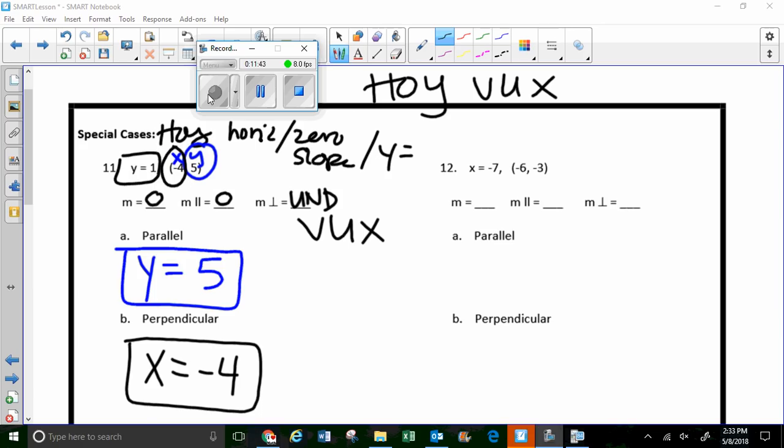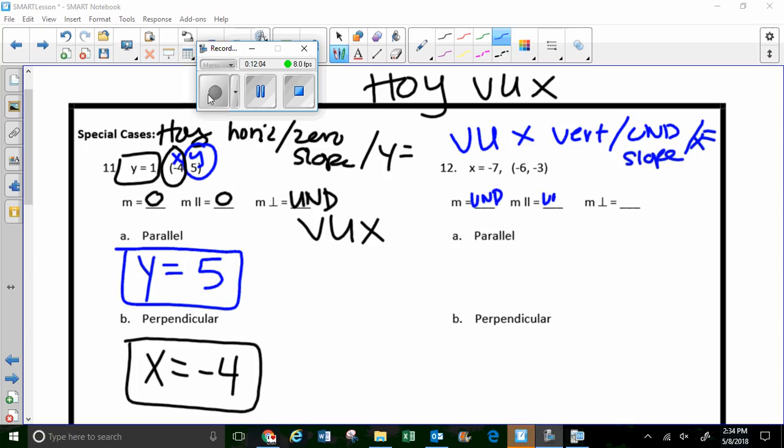So similar but opposite situation for 12. This is a vertical line. So that means that it's a vertical line with undefined slope. And it's an x equals equation. So this is undefined slope, which means the perpendicular line is 0. And what's the opposite of undefined? Well, that's 0. So the parallel line is also going to be vertical, x equals. And look at your point, what does x equal? -6.